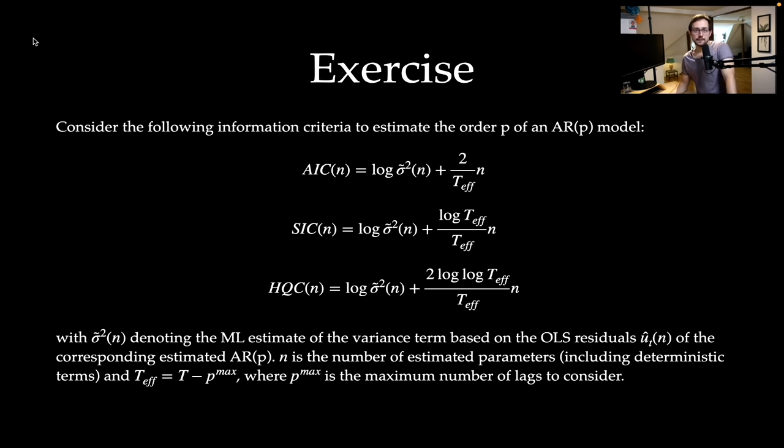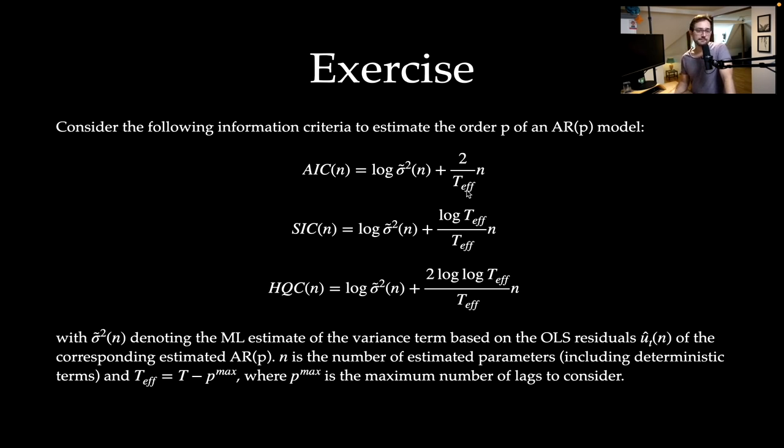All right, let's consider three commonly used information criteria: the Akaike information criteria, the Schwartz information criteria, and the Hannan-Quinn information criteria. They all have a very similar structure. You first add the standard error of the white noise process, or an estimate of it, and this is the maximum likelihood estimate. And then you add a term that has the number n of freely estimated parameters. So these are the three different information criteria that we look at in this exercise.